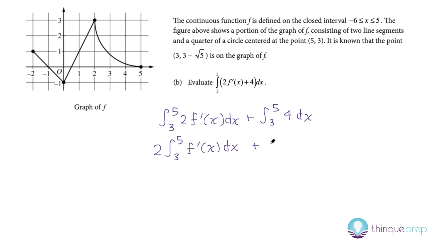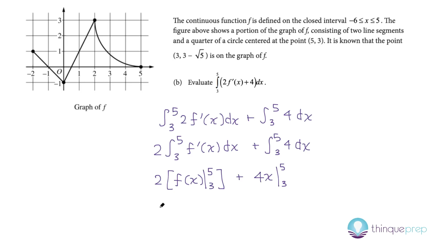Well, what's the integral of f prime of x dx? The integral of f prime of x is just f of x, right? So it's 2, and then we're going to evaluate f of x from the lower bound of 3 to the upper bound of 5. And for this one, I'll just repeat this over here just to make sure I'm consistent with my work. The integral of 4, though, is just 4x, right? So then we just need to evaluate 4x for the lower bound of 3 and the upper bound of 5.